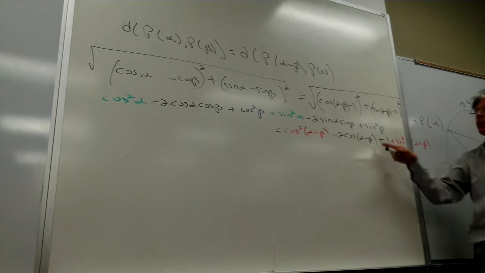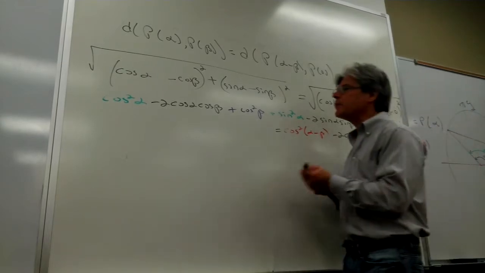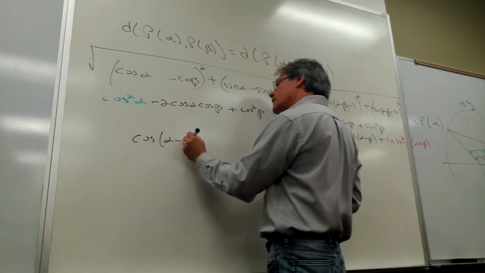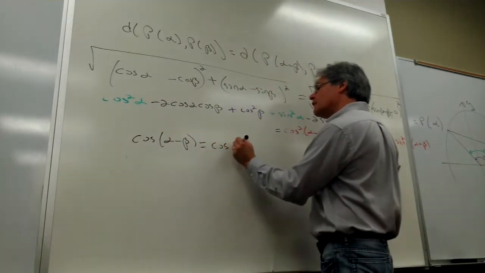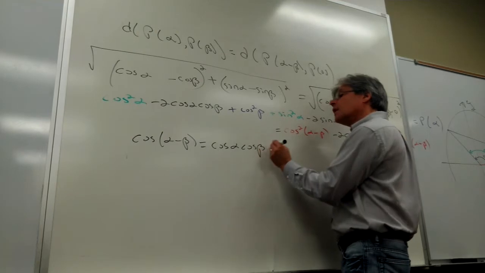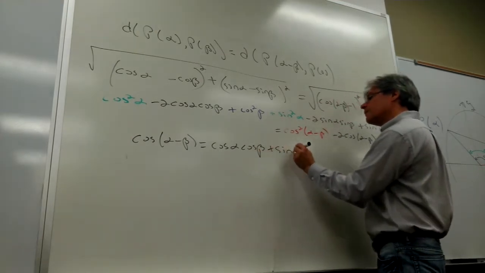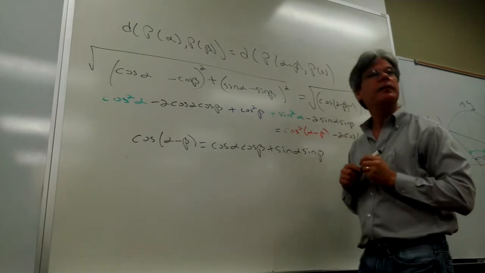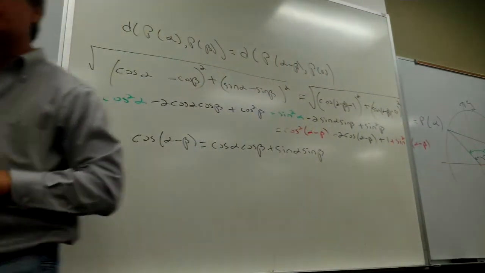And if you guys allow me, with the black terms remaining standing, if I divide both sides by -2, doesn't that tell me the cosine of alpha minus beta is equal to the cosine of alpha cosine of beta plus sine of alpha sine of beta? And there is my subtraction angle identity for the cosine function.